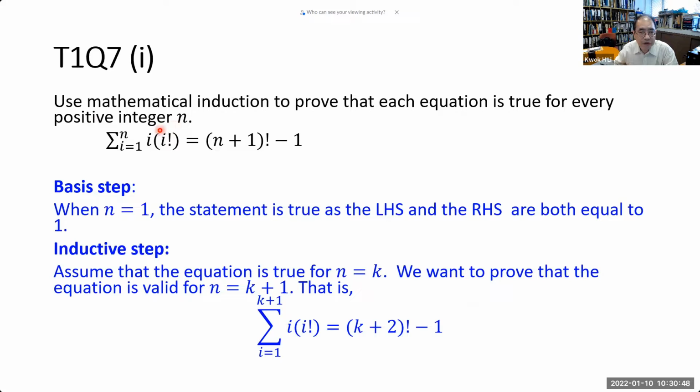So that means for every integer n, if n is equal to 1, this is true. For n equal to 2, this is true. For n equal to 5, this is true. For n equal to 100, this is true. So we have to prove it. So what should we do?